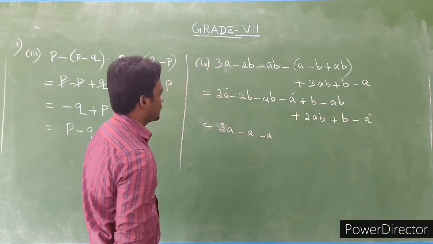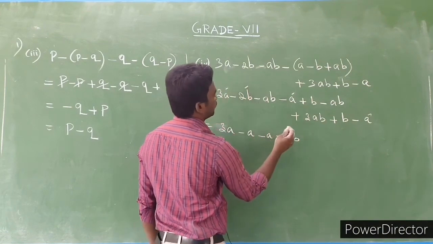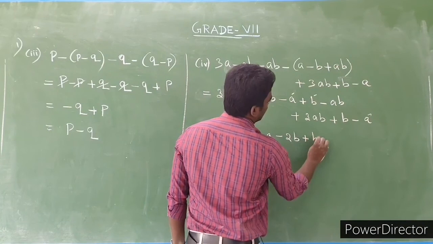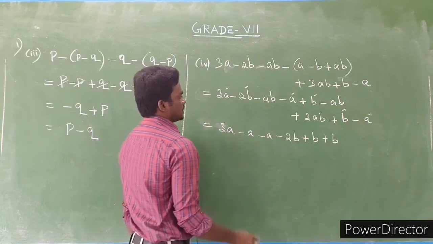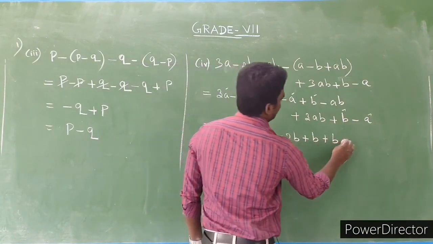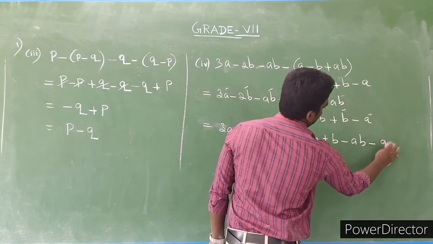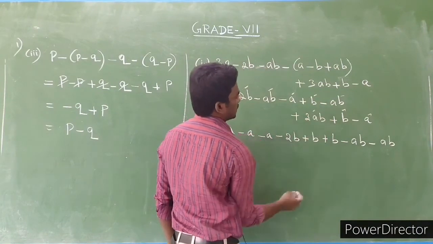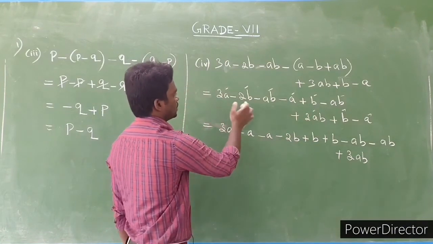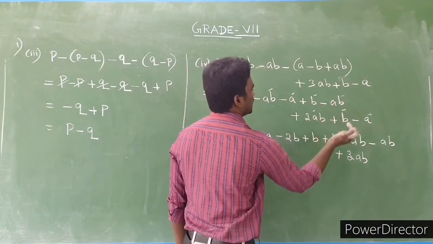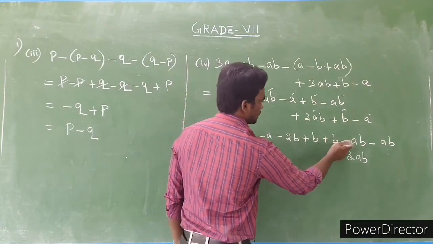Next, the terms which contain the variable b: minus 2b. Next, plus b, and again plus b we can write. Next, the terms which contain ab: minus ab, and again this minus ab. Next, plus 3ab. So how many terms do we have? 1, 2, 3, 4, 5, 6, 7, 8, 9. So the simplified form also has 9 terms. So this is the correct format.